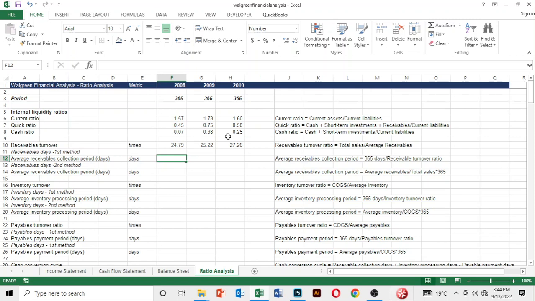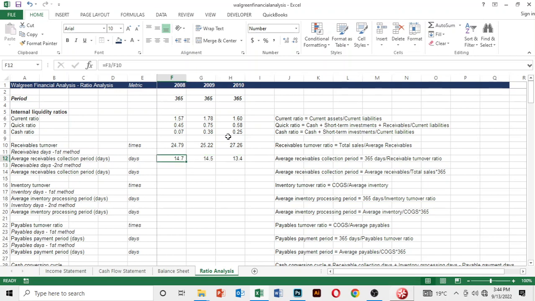Right, so this is the traditional way of computing receivable days. Okay, so to compute receivable days using the traditional way or the first method, you divide the period, which is 365 days, by the receivable turnover ratio. Okay, so let's just do that. So we divide this by this, and then we get the average receivable collection period or days.